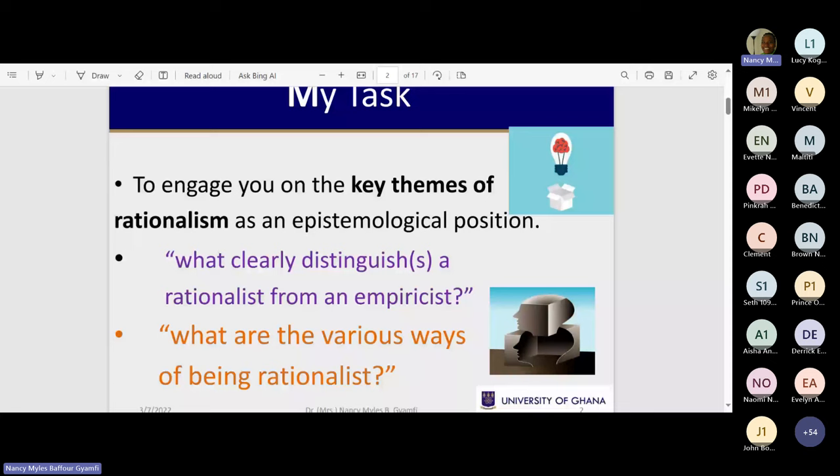But this one, how different is it from the exact? That is my task. I want to engage you on the key themes of rationalism. Rationalism, not in the generic sense of it. So write down that point and clarify. Oh, you say be rational about the way you are behaving. I'm not talking about that use of the word rational. It's not the epistemological position of rationalism in philosophy. It's just the general way of using the term to mean applying some kind of critical ability.